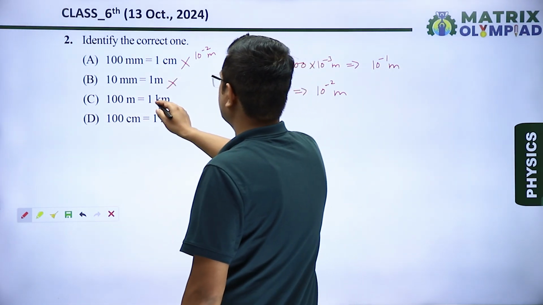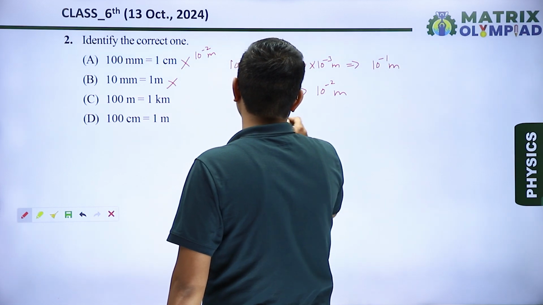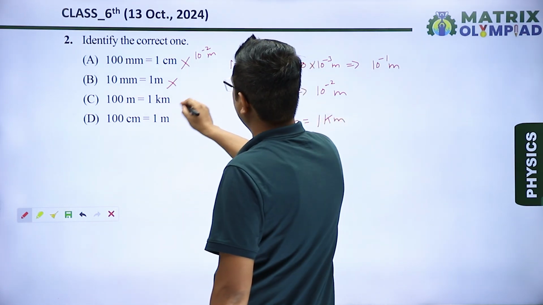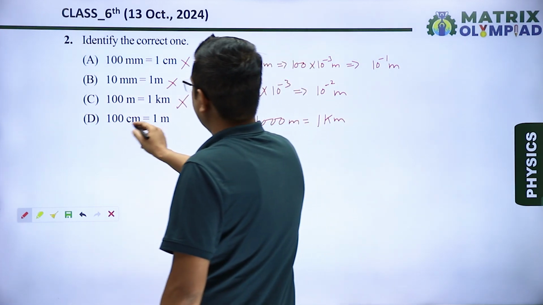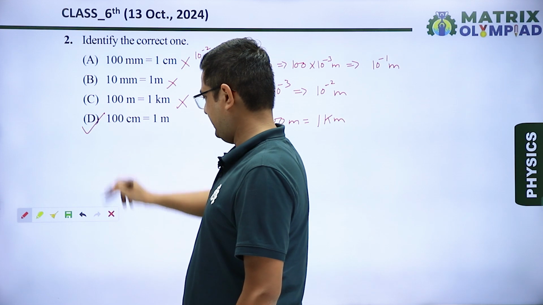100 meter is equal to 1 kilometer. We know that 1000 meter is equal to 1 kilometer. So this is also a wrong one. 100 centimeter is equal to 1 meter. This is absolutely correct. So our correct answer is option D.